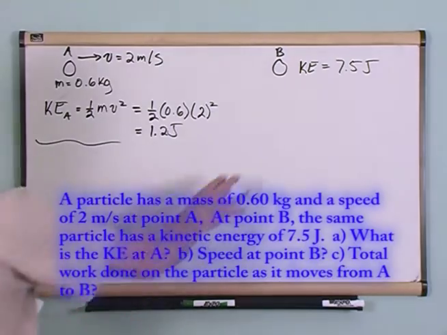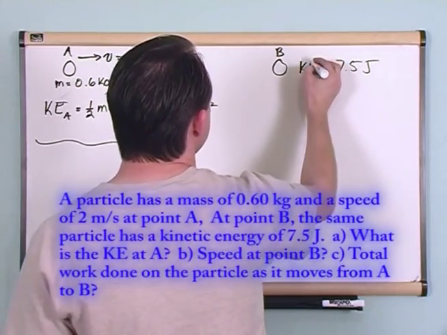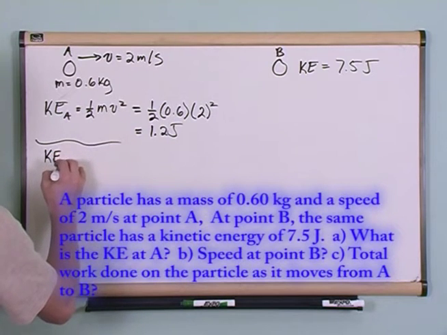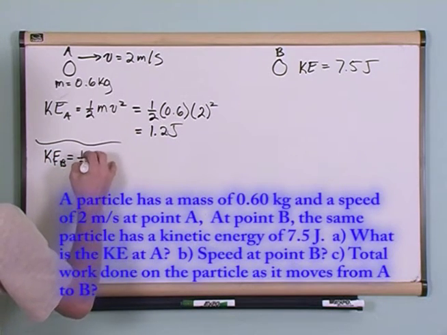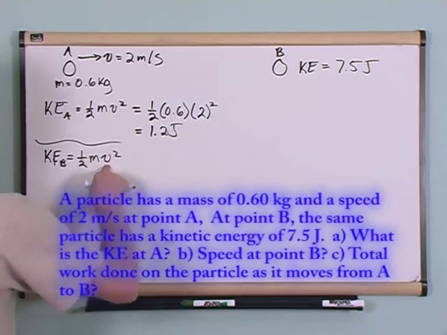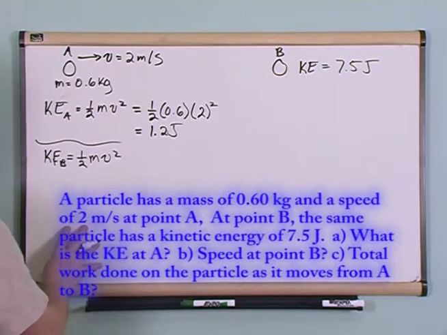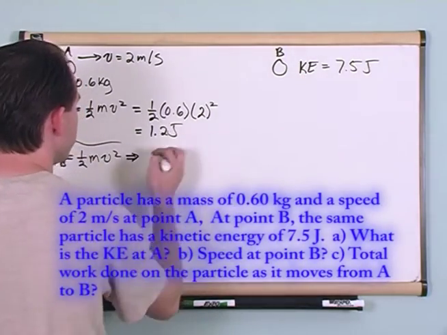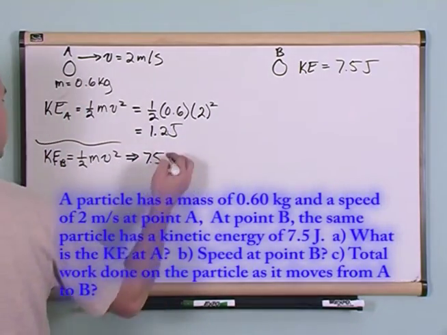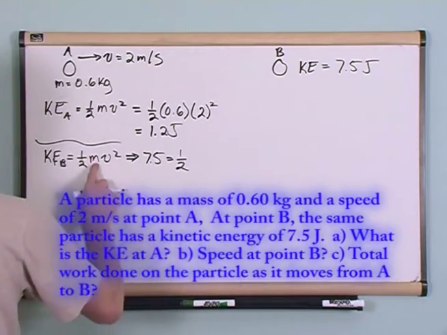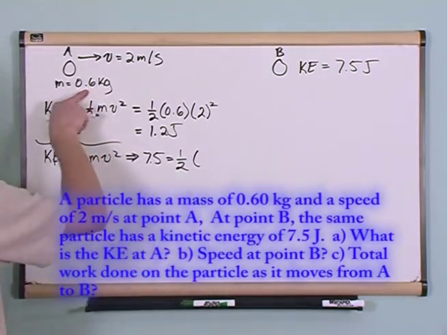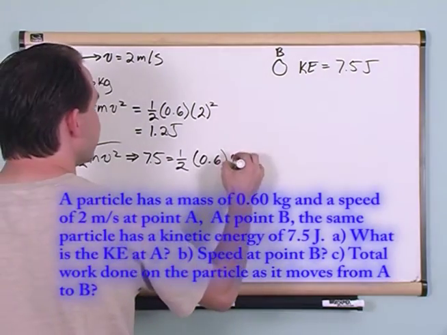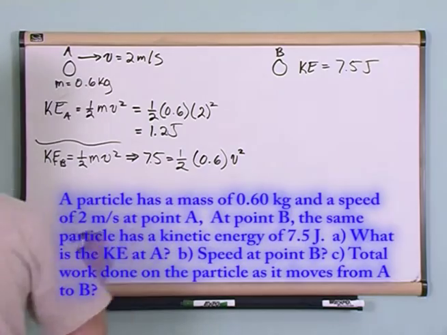Second point asks us, what is the speed at point B? Now here, we know the kinetic energy, and it's asking us to calculate the speed. So again, the kinetic energy at point B is also 1/2 mv squared, the velocity being the velocity at point B. So the kinetic energy, I know, is 7.5 equals 1/2 times the mass, which I also know, 0.6 kilograms. That obviously isn't going to change. The velocity at point B is what I'm trying to find.